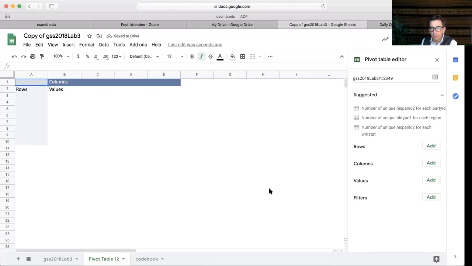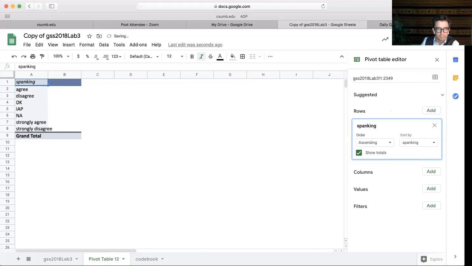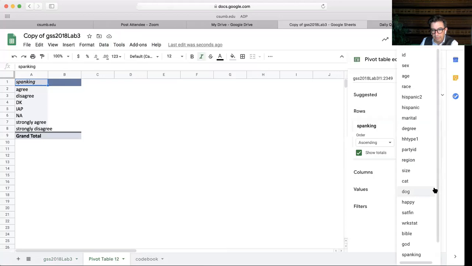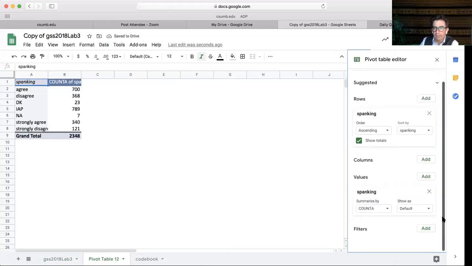Okay, so we are in the data editor. This is the results part. So we're going to go to the rows, and I'm going to choose the variable spanking. And I'm going to go to the values and choose that variable spanking again. Okay, well, we have the absolute frequency here. But we have these values that we don't want. We want to filter those out.